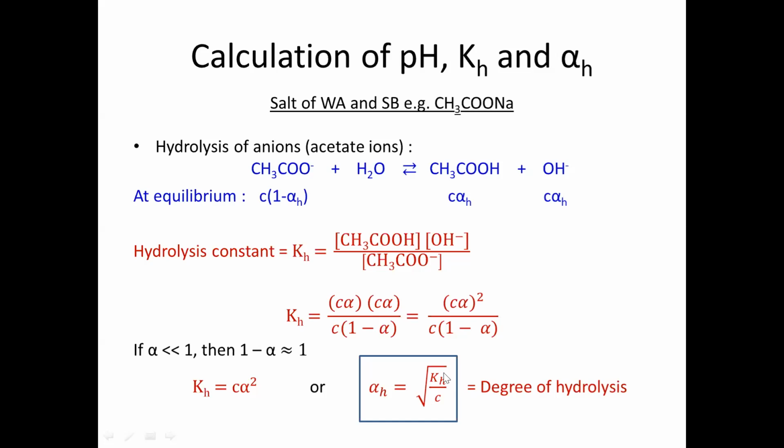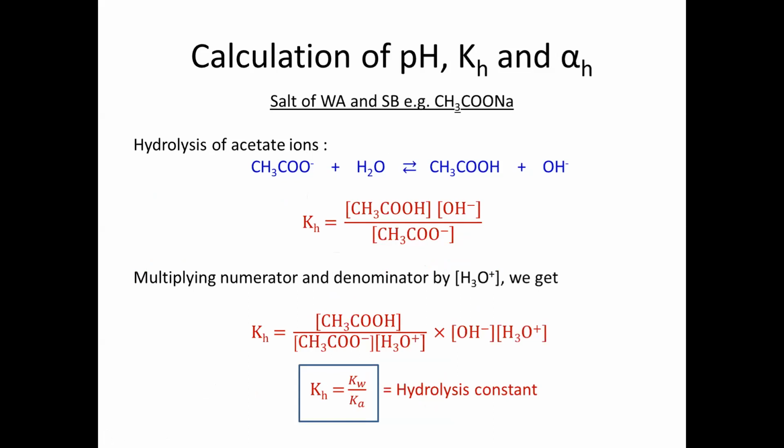However, in case Kh is not known, generally in literature we are given the values of the acid dissociation constant and not the hydrolysis constant. So how can we obtain the hydrolysis constant if the acid dissociation constant is given to us? So let us see how we calculate Kh first.